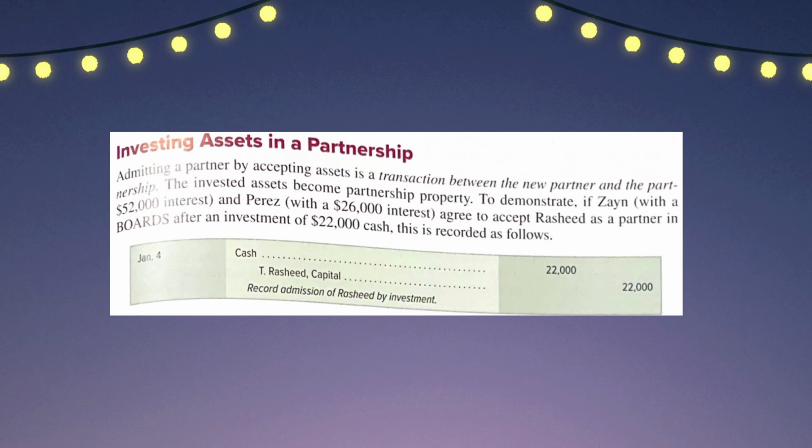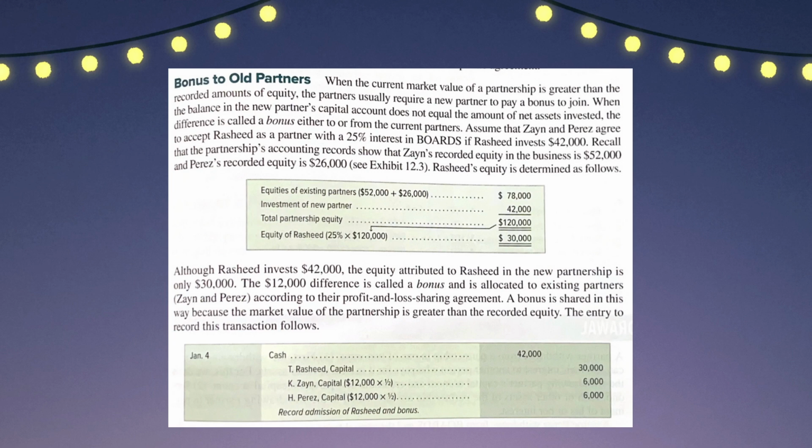Rashid now has a 22% equity in the assets of the business, computed as $22,000 divided by the entire partnership equity, $52,000 plus $26,000 plus $22,000. Rashid does not necessarily have a right to 22% of profit. Dividing profit and loss is based on a separate agreement. Bonus to old partners.